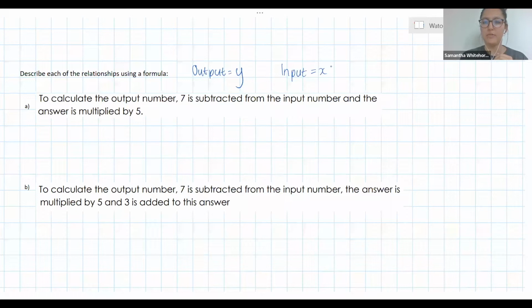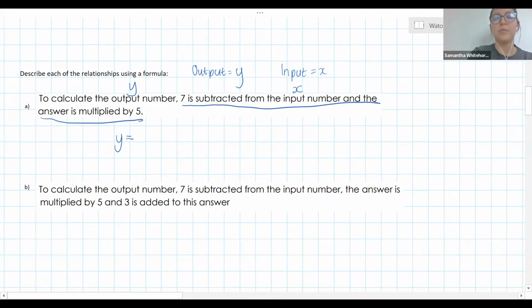So if we have a look at our very first expression, we have a description of a relationship. If we want to calculate an output number, so Y, 7 is subtracted from the input number, which we know is X, and that answer is multiplied by 5. So we want to set up an equation that says Y is equal to, and we are then describing what we are doing to the input number in an algebraic equation.